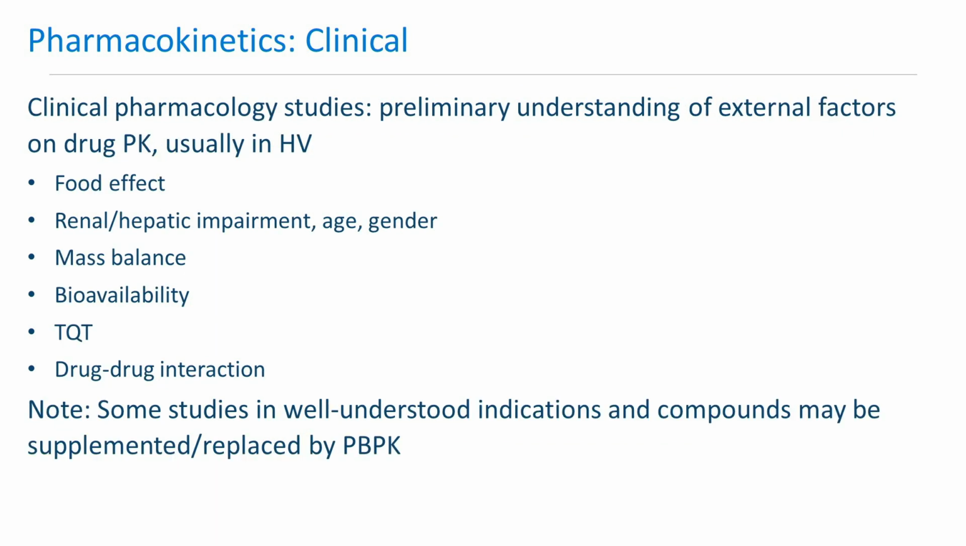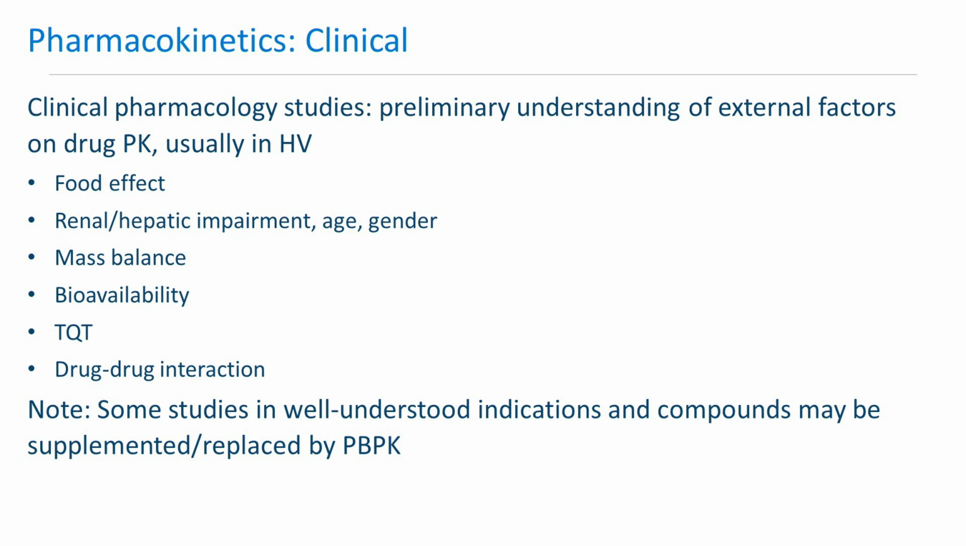Let's talk about the clinical pharmacology studies. And these are a suite of studies that are used to have preliminary understanding of external factors on drug PK, usually in healthy volunteers again. So these are things like the food effect study, renal and hepatic impairment studies. Sometimes, depending on the type of drug, we might look at age and gender, like elderly versus non-elderly or children versus adults for age, just to be able to understand whether or not these are important covariates downstream. We do mass balance studies.